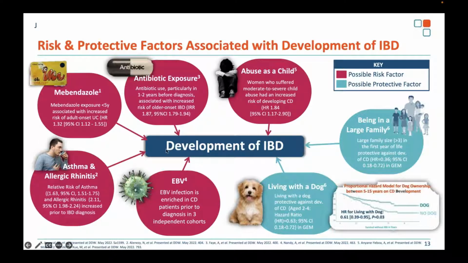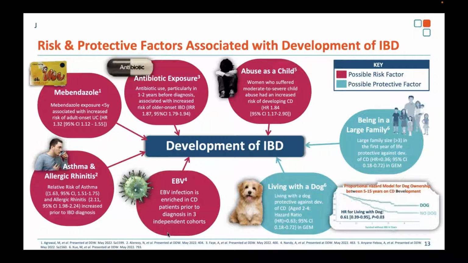The EBV story here on the bottom came from a series of small cohorts, including the American servicemen cohort, where American servicemen give a serum sample every year to check they've not got HIV or hepatitis.